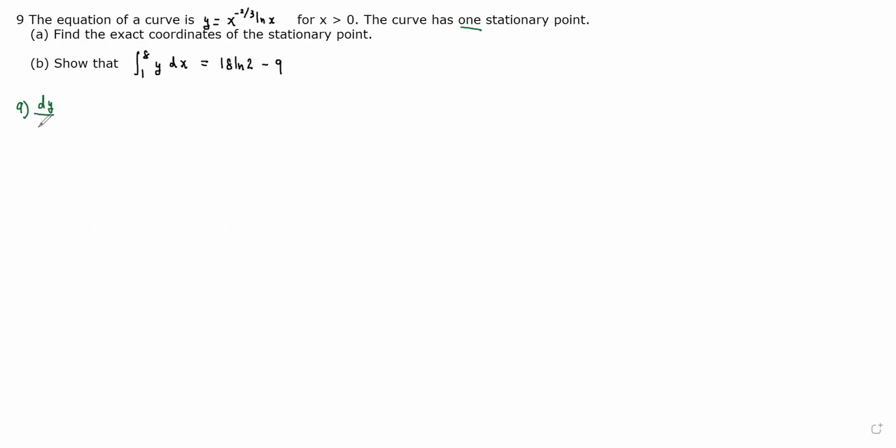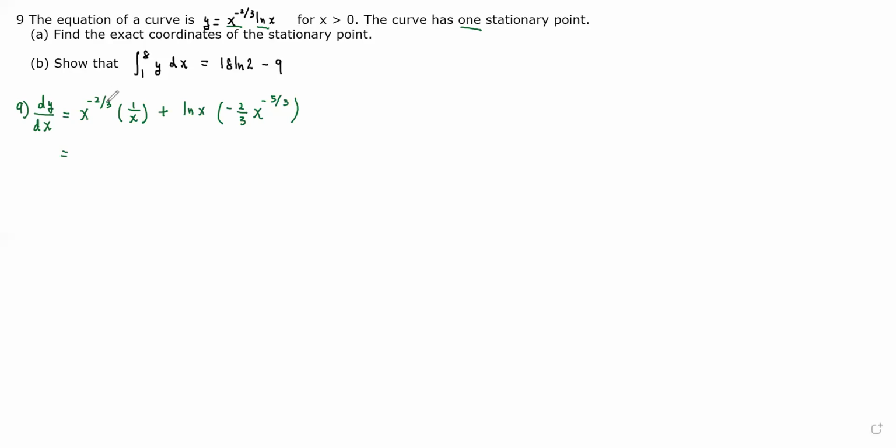So we need to find dy/dx. Since y is the product of two functions, we have to use the product rule. We keep the first term, x to the negative 2 over 3, differentiate ln x, that will give us 1 over x, plus ln x. Now we differentiate the first term, we have negative 2 over 3, x to the negative 5 over 3.